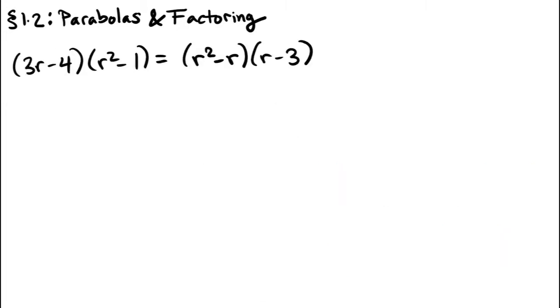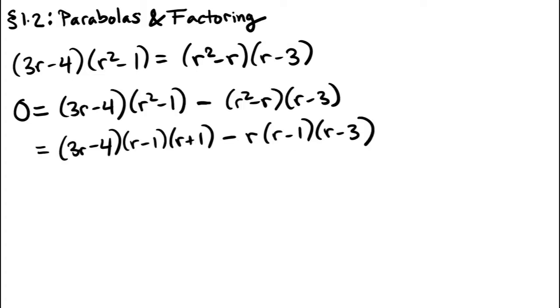Here's another tricky equation. Pause the video and try to solve it. If you get stuck, try to find a common factor on these 2 sides of the equation. We start by moving everything to one side of the equation. And now, when we factor further the r squared minus 1 and the r squared minus r, we notice that they share a factor of r minus 1. So we can pull that out of the entire thing.